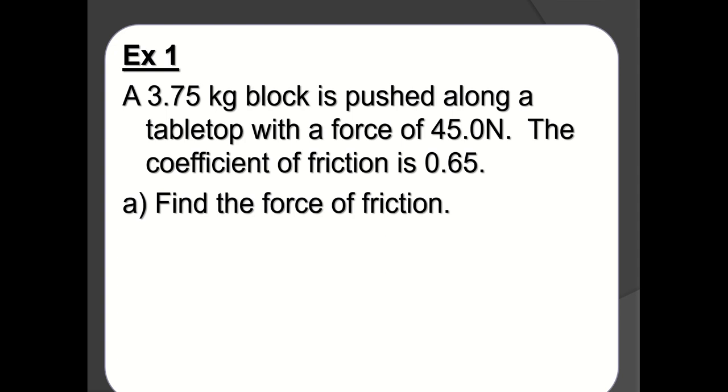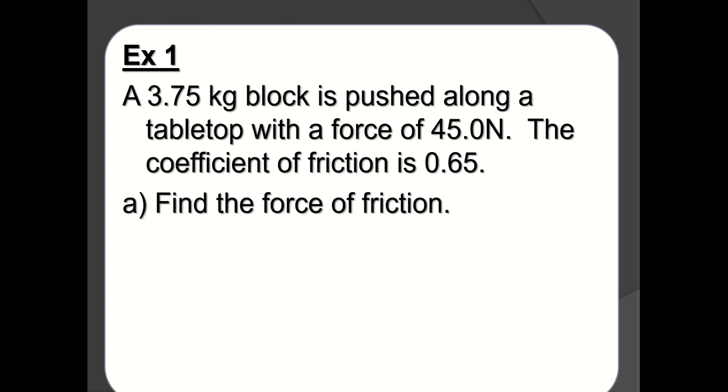Now notice here, it doesn't say what kind of coefficient this is. Is it kinetic or static? But because we already know that the box has already been pushed, we can assume that it's kinetic, even though for this part it doesn't really matter. We just need to find what the value is. But in this case, you're actually going to be finding the force of friction of motion, so it's going to be the kinetic friction. So this question has two parts. It says find the force of friction, and then part B says find the acceleration.